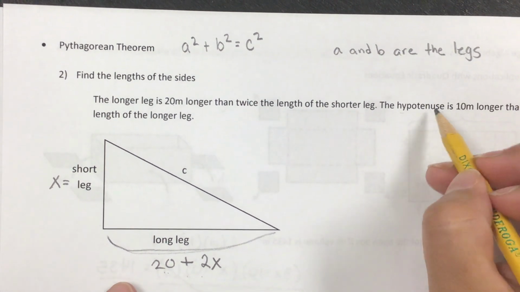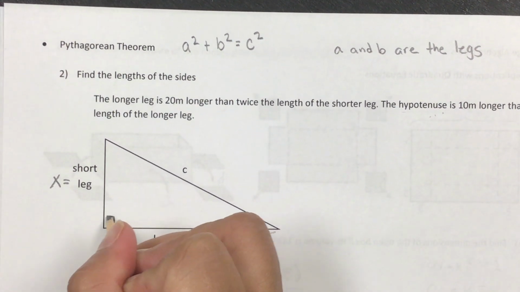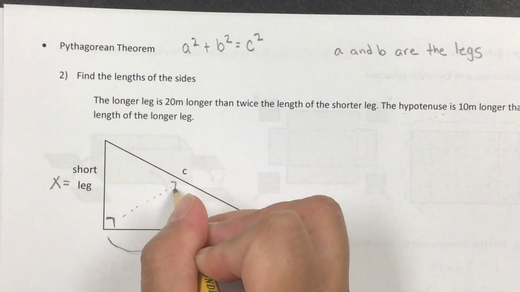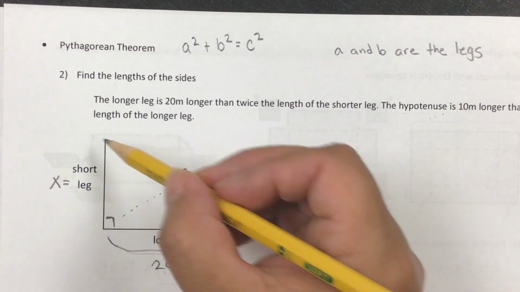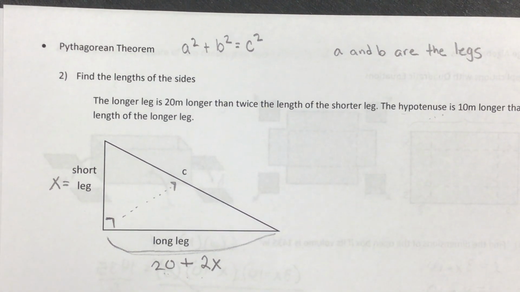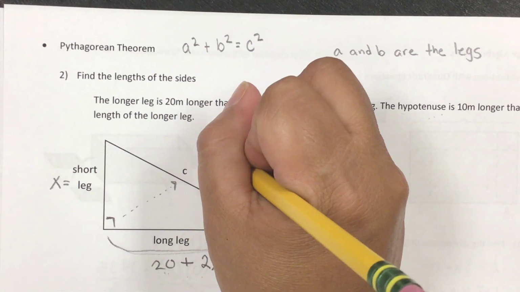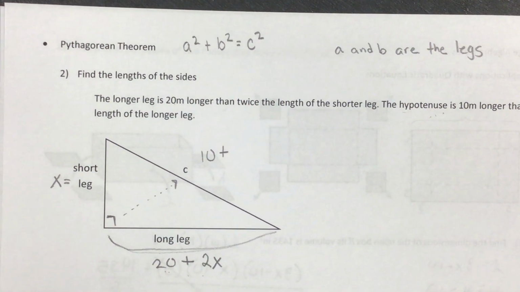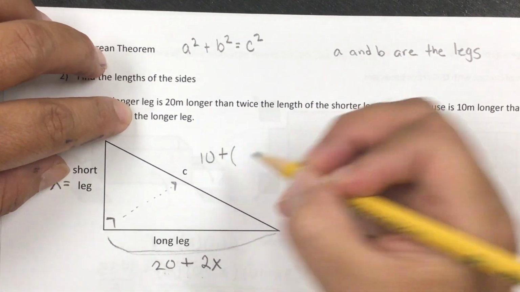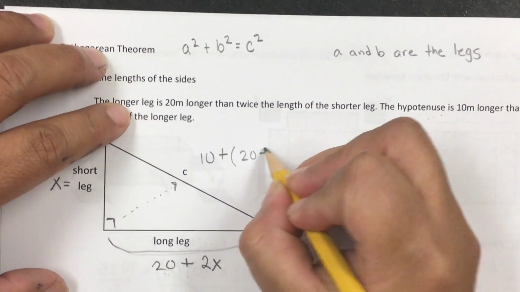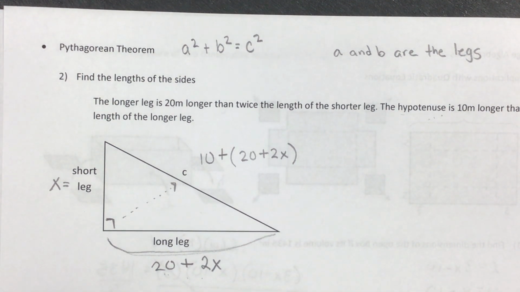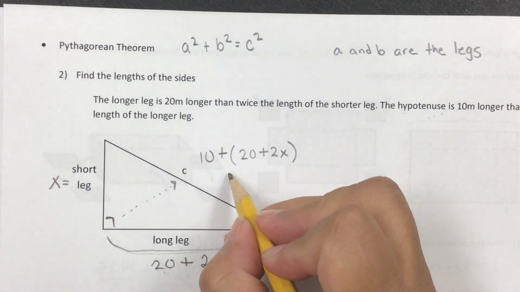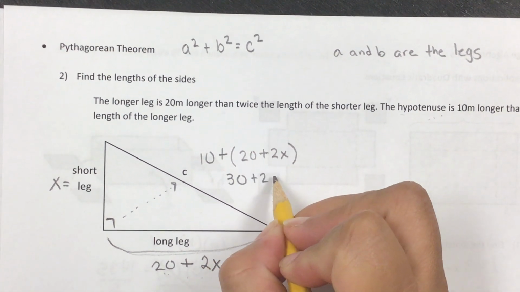The hypotenuse, remember, was the one that was opposite of that 90 degree. That's what makes it the hypotenuse. And it is the longest side. So when you get your answer, make sure that answer is the longest. It says it's 10 longer than the longer side. So I'm going to put this in parentheses right here because it has to be longer than this. So 10 more than the longer side. When you combine like terms, you have 30 plus 2x.